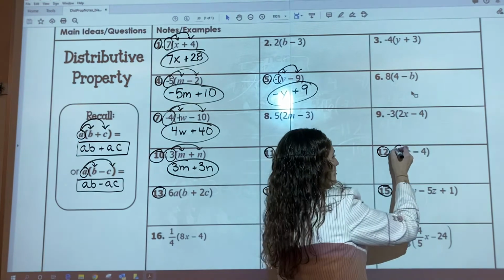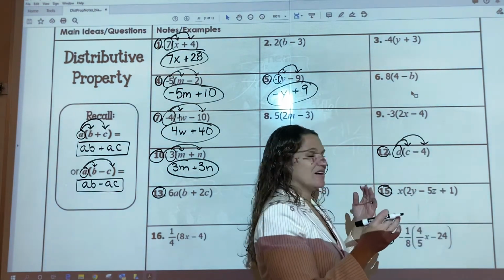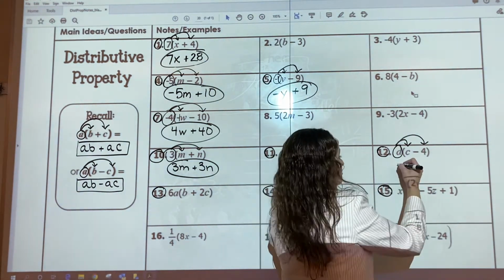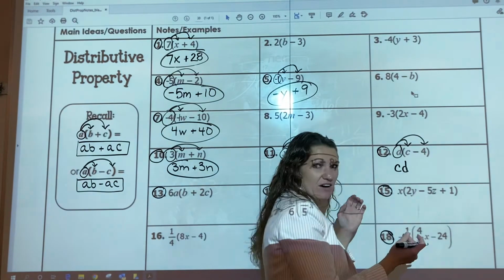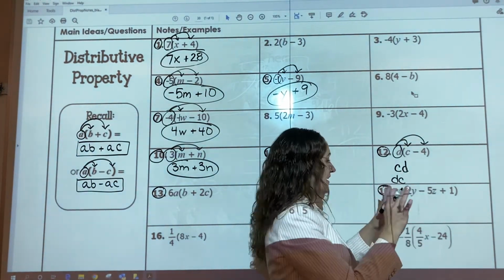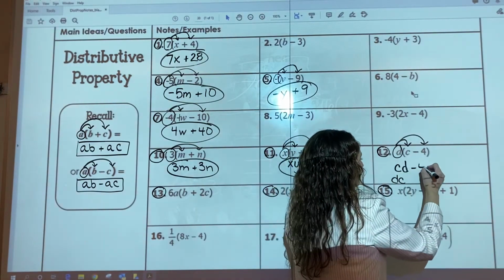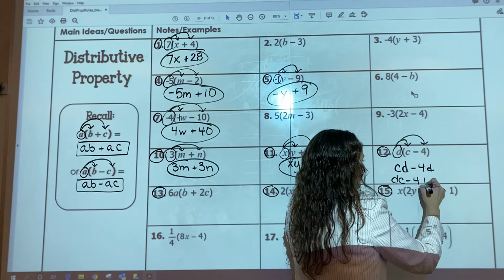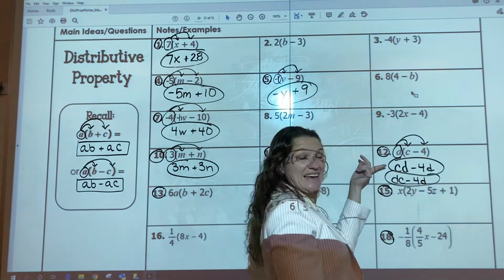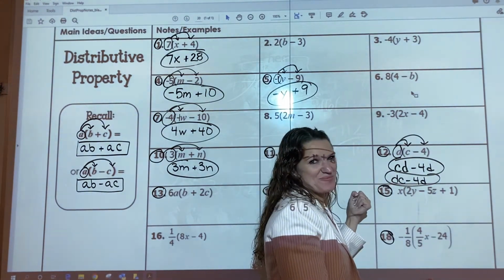Number 12, we're distributing letter D. So sort of like earlier, D times C. Typically you would write it in alphabetical order, so it would be CD. However, I'm going to write DC as well because I don't want anybody to think that they have the wrong answer in case you flip-flopped it. D times negative 4 is negative 4D. So either of these answers would be correct. Typically, again, you'd want to put them in alphabetical order, but I would accept that answer as well.